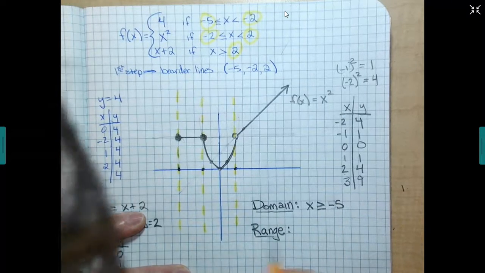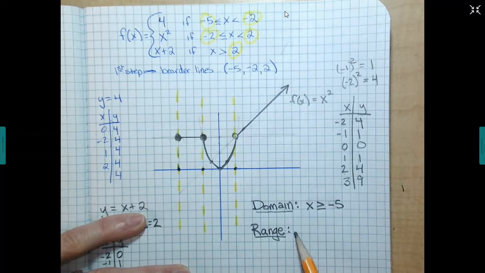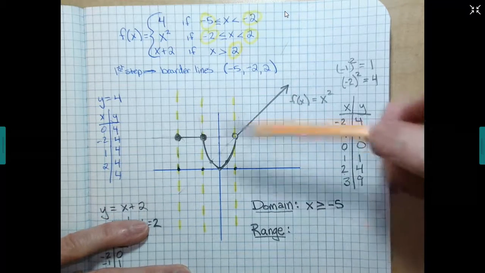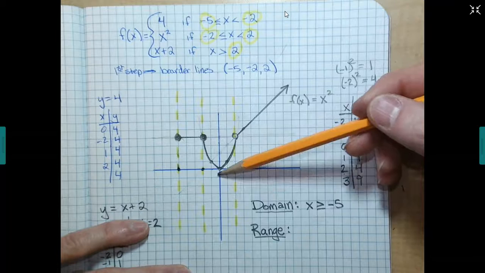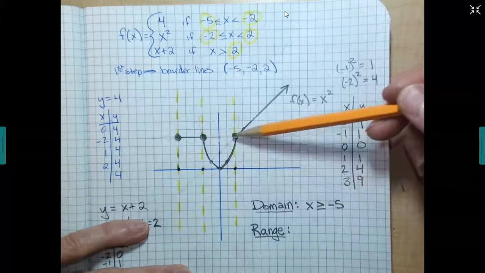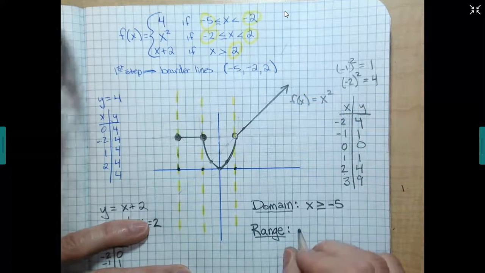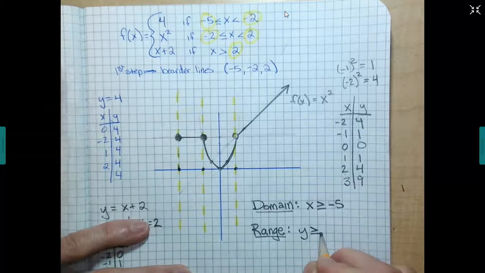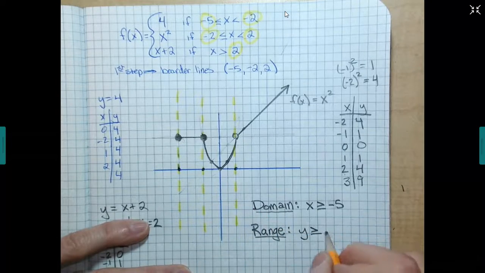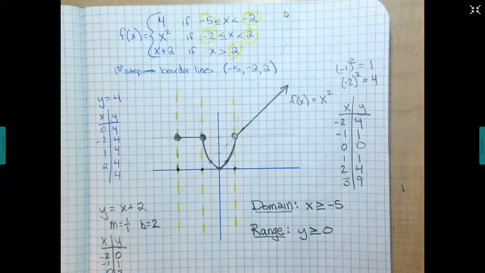And then my range is all of my y values. So y, I have nothing below 0, and then upwards it goes on forever, so y is greater than or equal to, because it includes that, 0. So that's my domain and range.